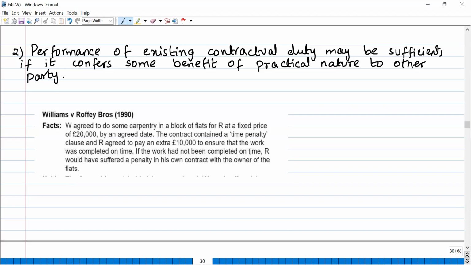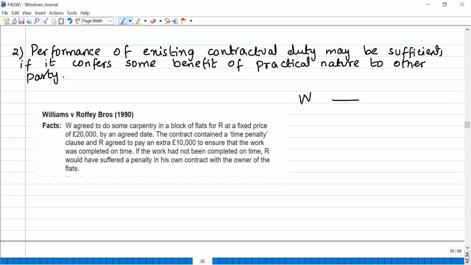Now let's understand this with a case. A 1990 case. W agreed to do some carpentry in a block of flats for R at a fixed price of 20,000 by an agreed date. The contract contained a time penalty clause, and R agreed to pay an extra 10,000 to ensure that work was completed on time.